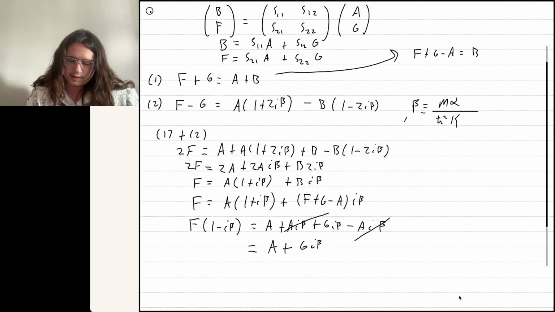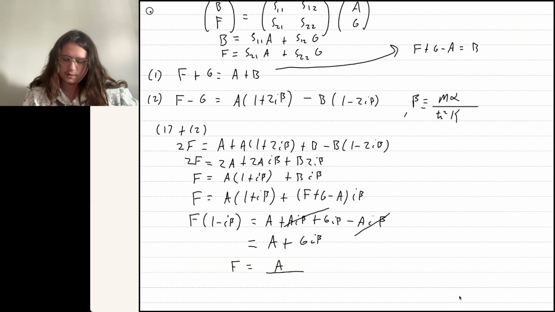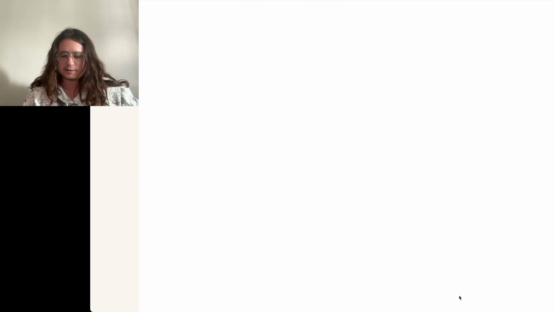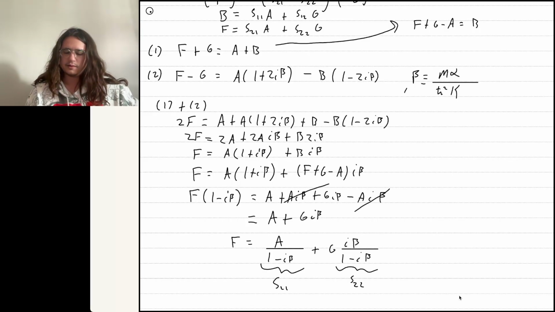Now you can divide both sides by 1 minus i beta, and you get F equals A over 1 minus i beta plus G times i beta over 1 minus i beta. So this is going to give us S21, going by our linear equations up top, and this is going to give us S22. Glorious.